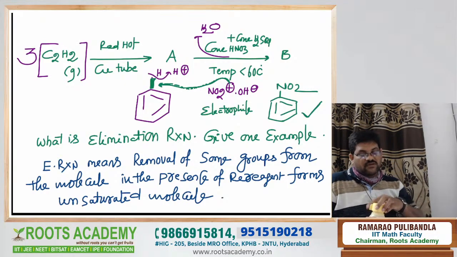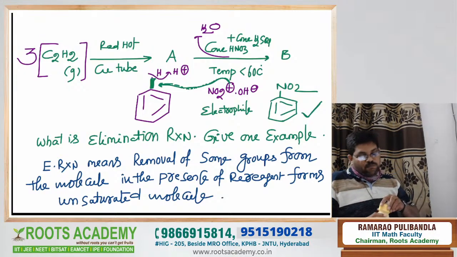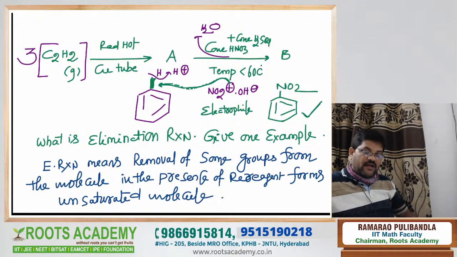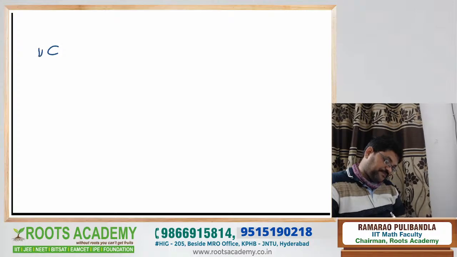Elimination reaction means removal of the subgroups in the molecule in the presence of the reagent forms an unsaturated molecule. Take an example, say for example, CH2Br single bond CH2Br. Heat with alcoholic zinc dust.